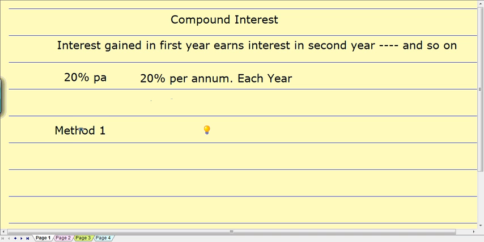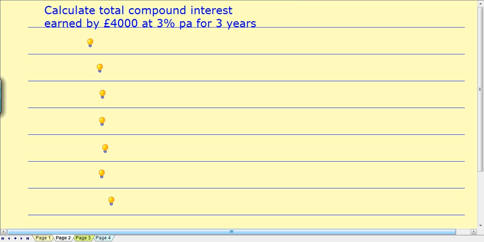Now, there are two methods of calculating compound interest. The first method we know as the step-by-step calculation, and we'll look at an example of this method to start with. So let's look at this problem here. Calculate the total compound interest earned by £4,000 at 3% per annum over 3 years. So we put £4,000 in the bank and it pays 3% per annum. How much are we going to have, or how much interest will we have after 3 years?